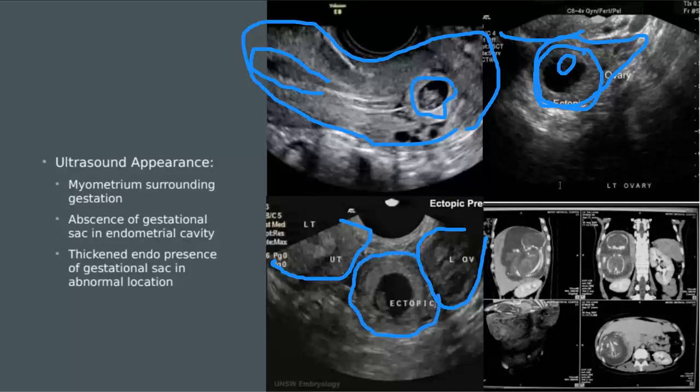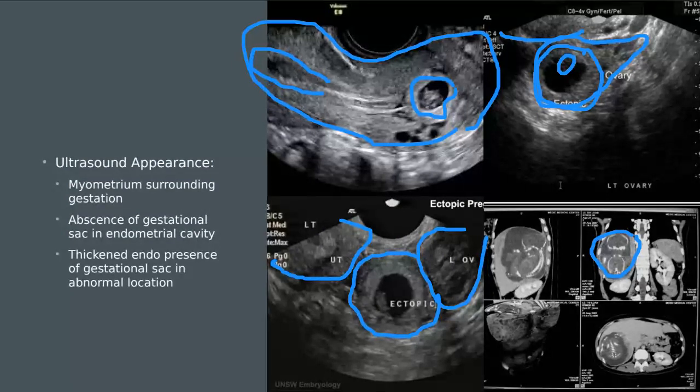Now this bottom right picture is the abdominal pregnancy. This is a CT scan, and this is like an 18-week-old baby developing in her liver. So this patient actually did not survive, and neither did the baby, unfortunately. So these pregnancies can really happen anywhere.